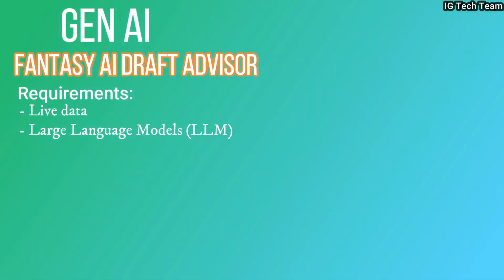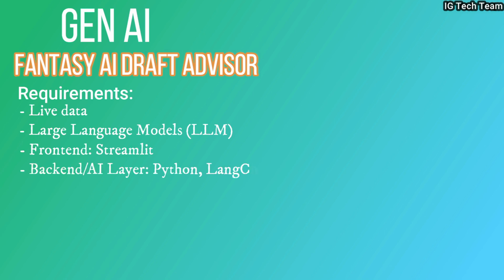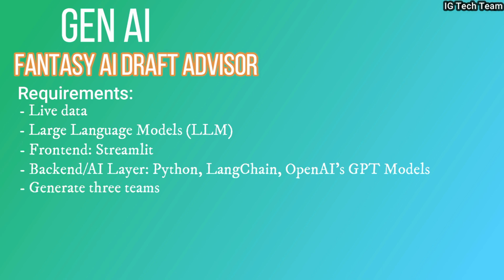and large language models. The app is built with Streamlit for the front end and uses Python, LangChain and OpenAI's GPT models. It generates team recommendations for 3 different manager personas: aggressive, safe and balanced. That means it will recommend 3 teams based on a risk, price category and other factors as well. You will see this once I show you a demo, so without any delay, let's run the project.